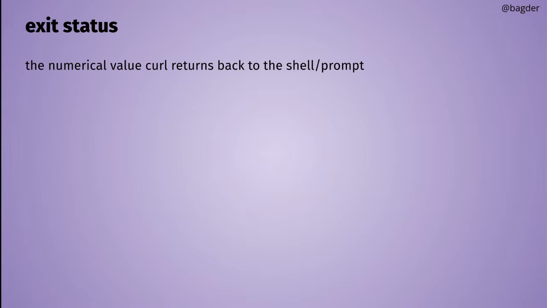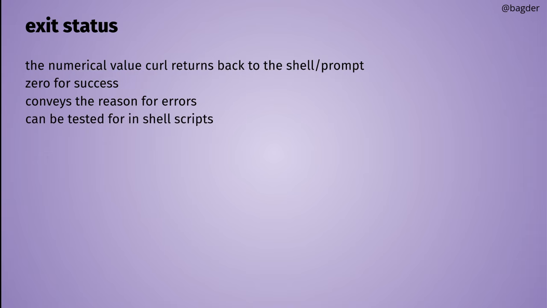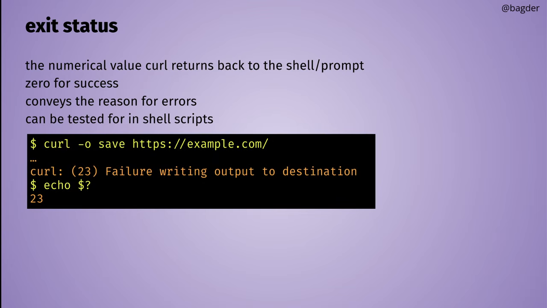And then it returns a numerical value back to the shell prompt, whatever called curl. And it's very convenient, and it's zero for success. Zero means everything went exactly as you asked for. Everything else is an error. And what particular error? The number actually tells you, because it's a fixed static error number that will tell you exactly what it is. And you should, of course, test for that.